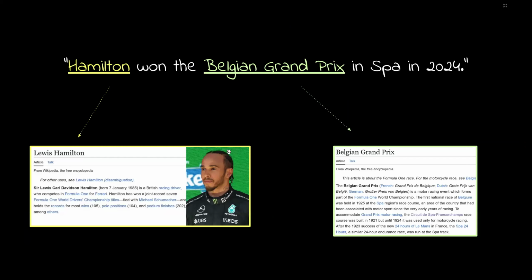So what that would look like is if we have the sentence that we all now know to be true, that Hamilton actually won the Belgian Grand Prix in Spa in 2024 and not Russell. In this case, for instance, we could link the word Hamilton to the official Wikipedia article that talks about this particular driver, and we could link the Belgian Grand Prix to this article about the Grand Prix that is held in Belgium every year. So this would really make it interesting for users to go ahead and read more information about these particular topics.